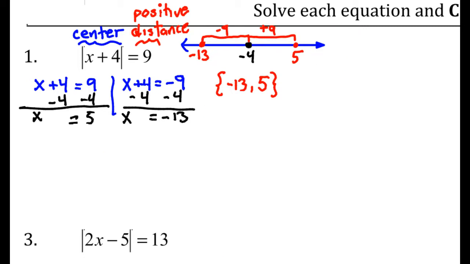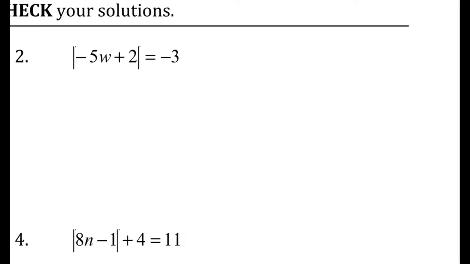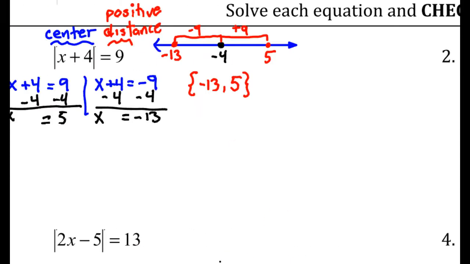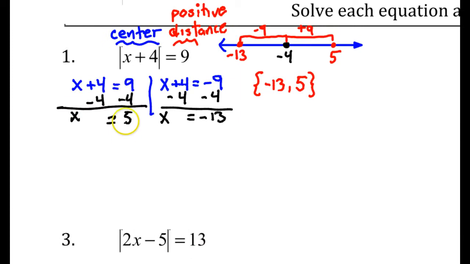But the directions do say, right there at the top, to check your solutions. So you do have to perform a check. That's not optional. A check just means you plug both of your answers back in individually, one by one, into the original problem. So you're going to plug each one separately into here. We know that x is 5, so we're going to plug in 5 plus 4 and show that's equal to 9.